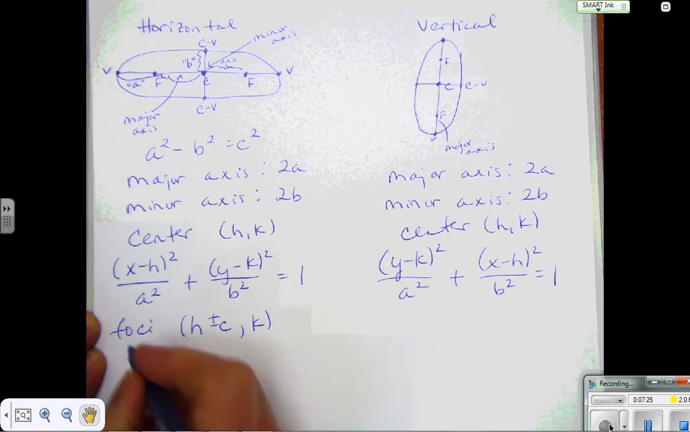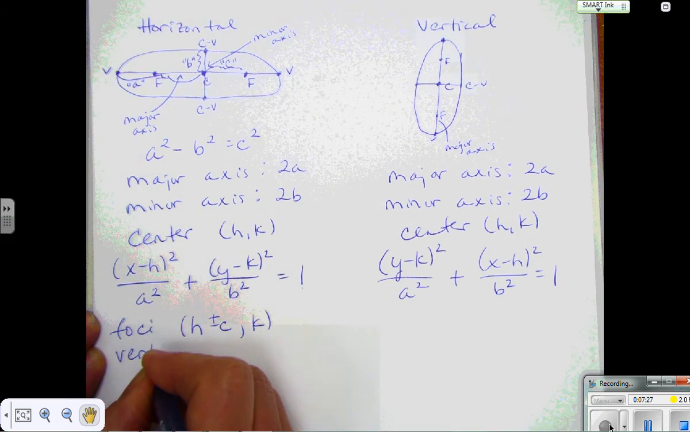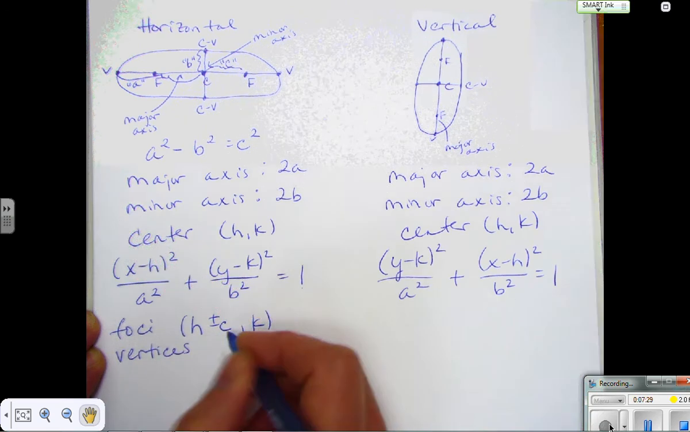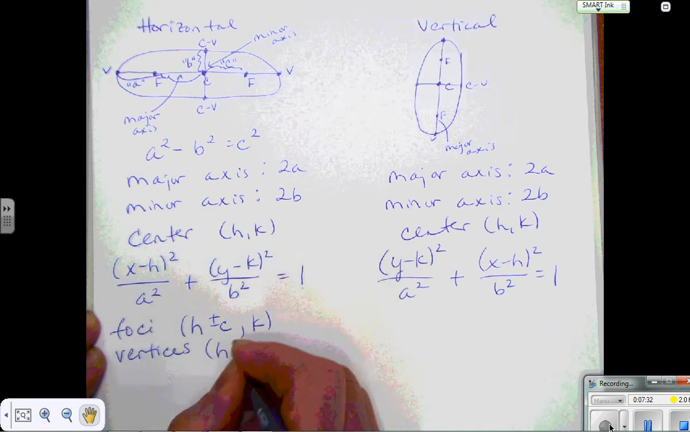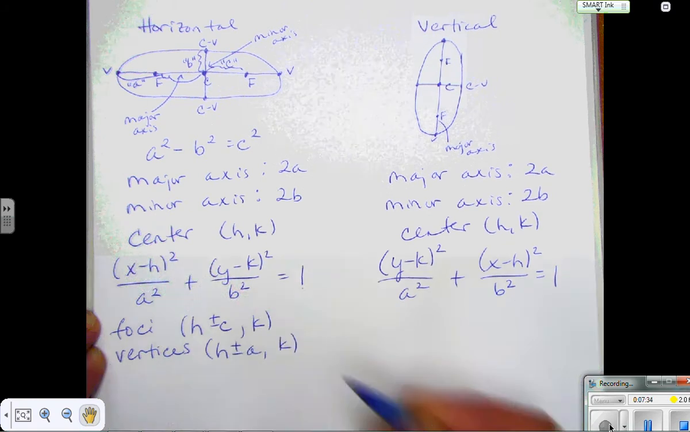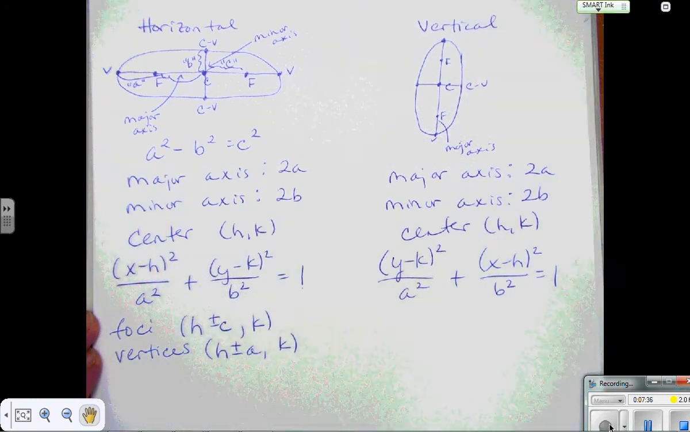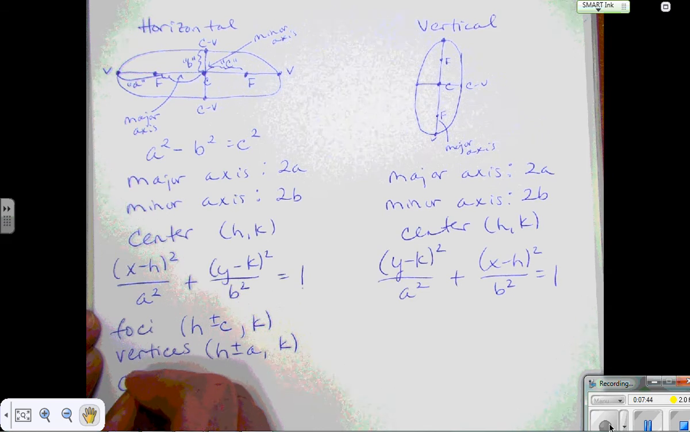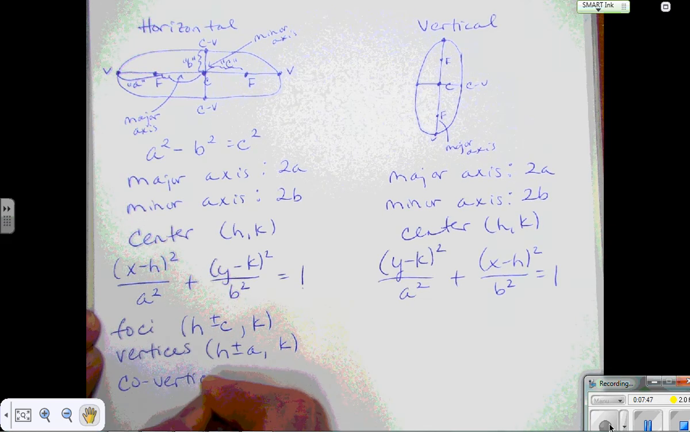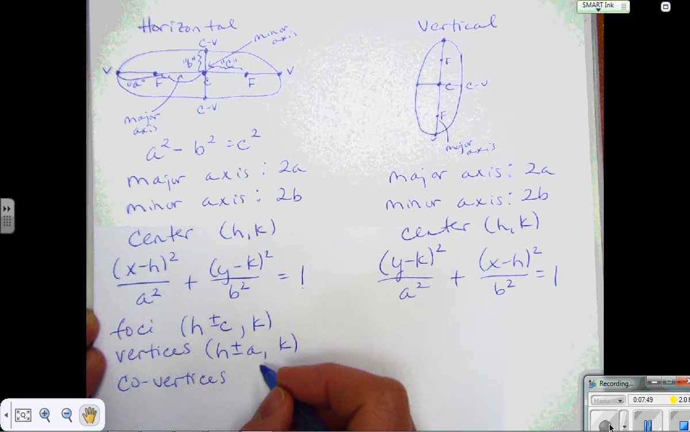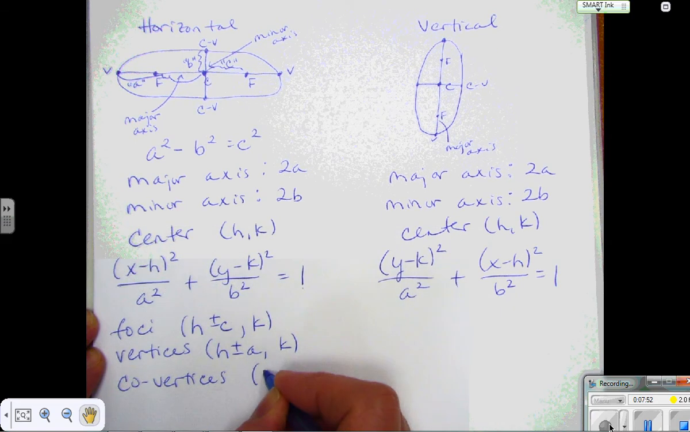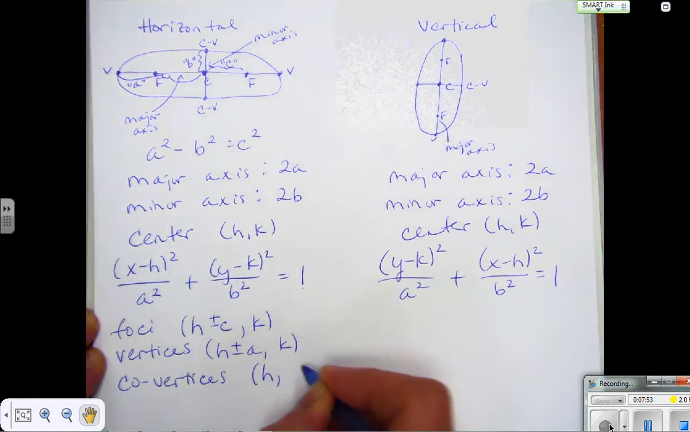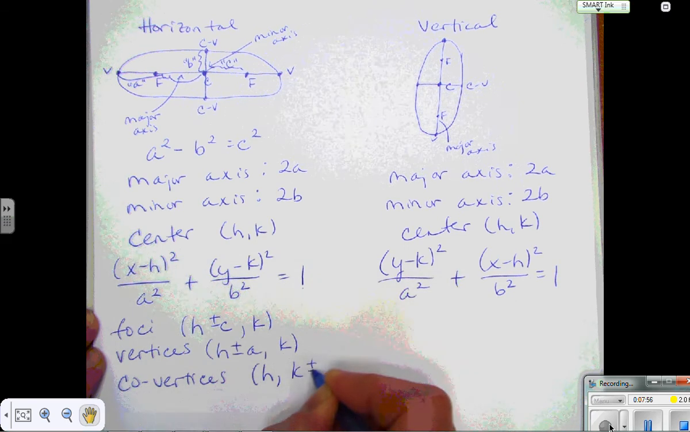The coordinates for the vertices, there are 2 vertices. So those coordinates are going to be h plus or minus a and whatever k is. The distance from the center to vertex is a, so you're going to add that and subtract it to get both the vertices. And you have 2 co-vertices. And this time your y value is going to be the one that changes, so the coordinates for your co-vertices will be h and k plus or minus b.